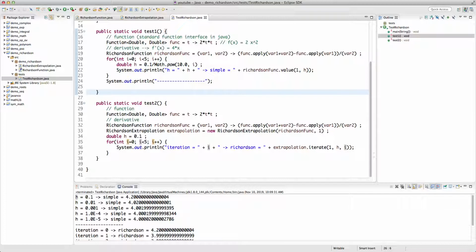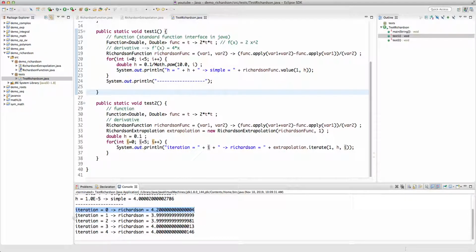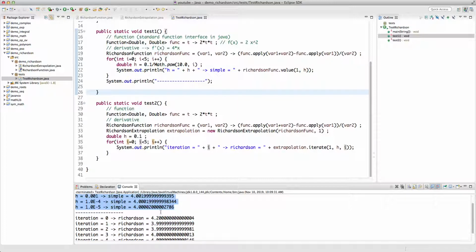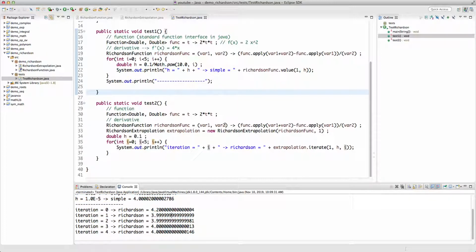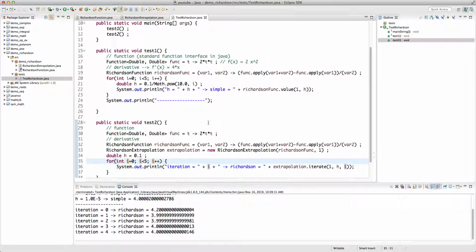So when h is 0.01, in iteration 0 we get exactly 4.2, but then in the next one we pretty much get the exact result, 3.999, which is 4, and then after that it's basically constant, it's just 4. So after one iteration it absolutely crushes the original approximation and gives us the exact result. So this is really the power of Richardson approximation, and we can do this for more complex functions.